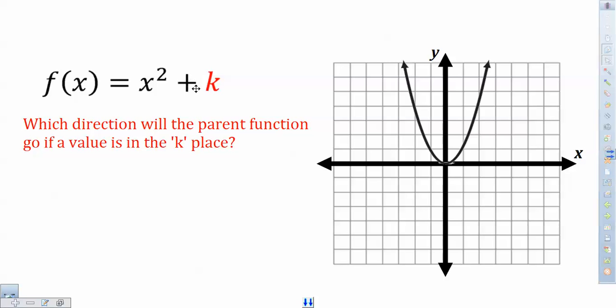So no matter what that value is right there, what direction will the parent function go if there's a value in the k place? Well, if k is positive, it's going to go up. And if k is negative, it's going to go down. But that vertex is going to stay right along that y-axis there, isn't it?